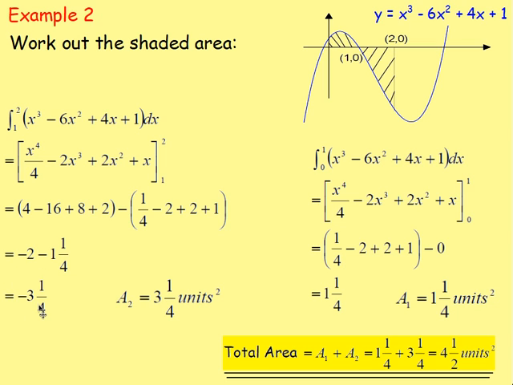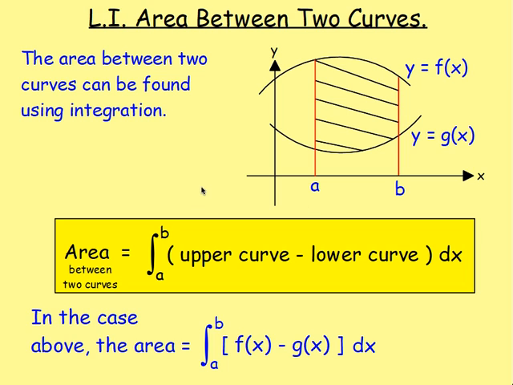That's negative 3 1/4. But remember, you ignore the negative. So the area is just 3 1/4. Add both answers together, and you would end up with 4 1/2 for this example.